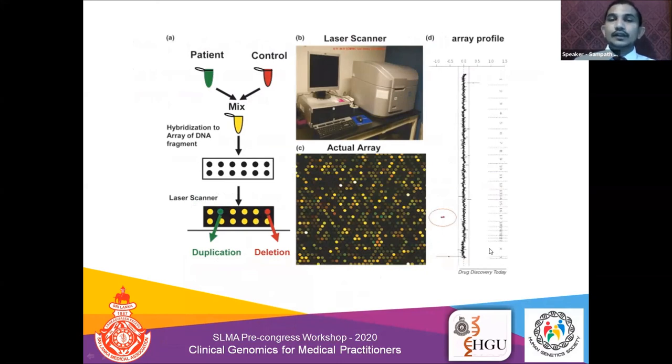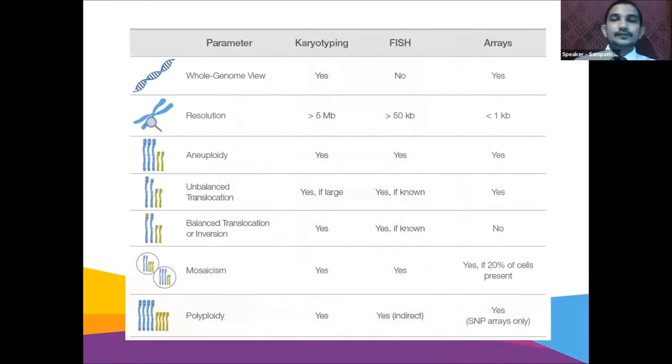So it will give you a very high resolution image regarding the deletions and duplications in the genome of the subject, or in the set of cells which I analyze in the case of cancer. But the array CGH will not detect balanced chromosomal rearrangements. So each of these cytogenetic analysis methods has its own strengths and weaknesses.